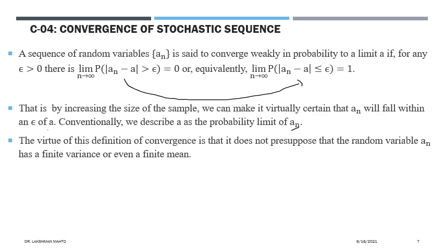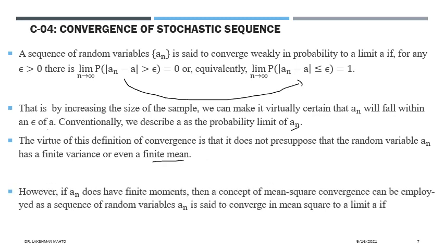The virtue of this definition of convergence is that it does not presuppose that the random variable a_n has a finite variance or even a finite mean. Suppose there is no information about finite variance and finite mean of the estimator a_n, or those kinds of things.